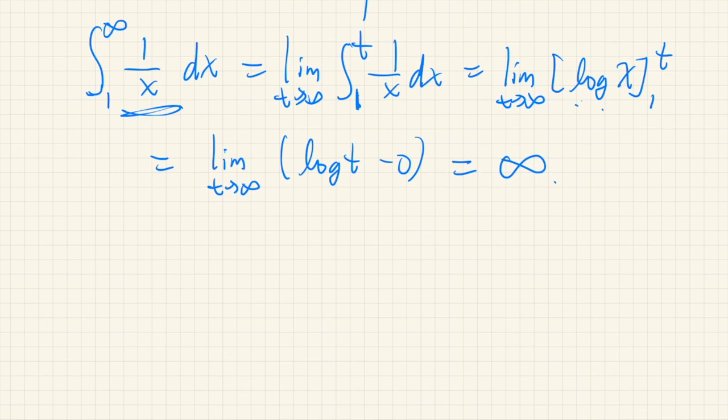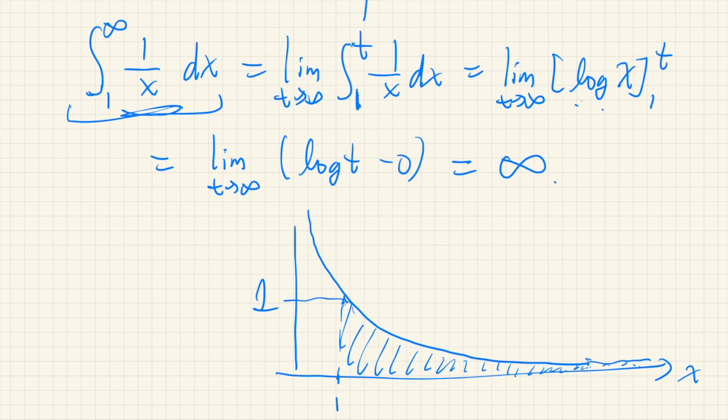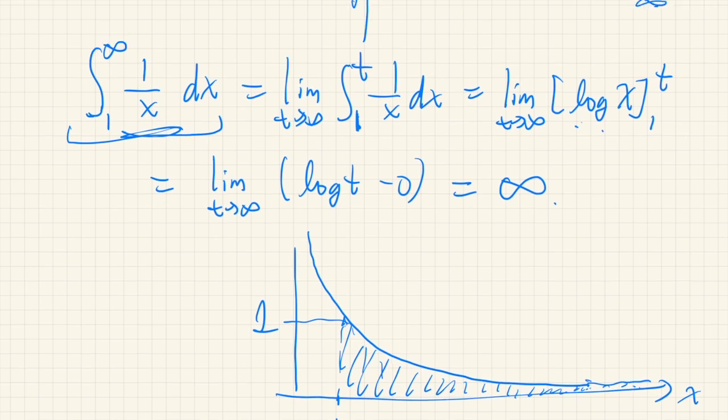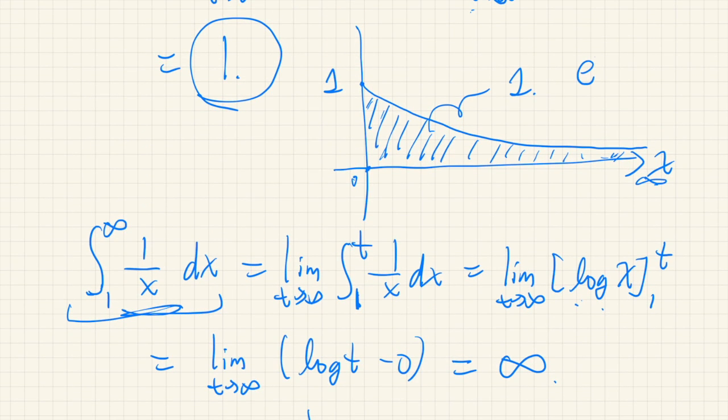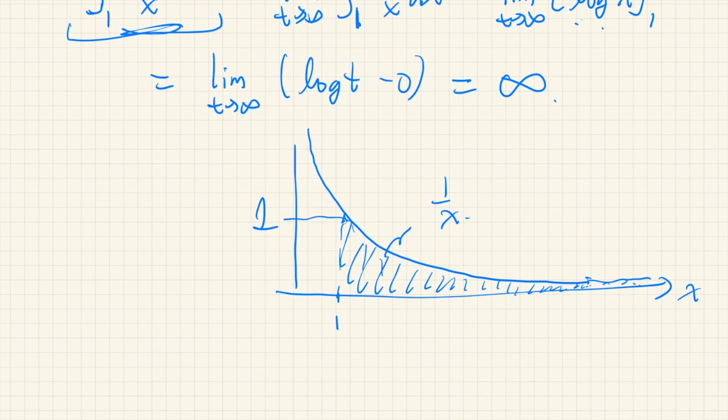Now look at the graph of this one. Okay, so this function looks like this. So when x is equal to 1, it takes the value of 1. What this integral means is this area under the curve from x equal to 1 to x going to infinity. So this area looks much like this one for the exponential function. So this is 1 over x. But in this case, this area diverges to positive infinity.